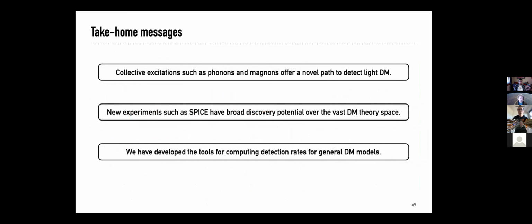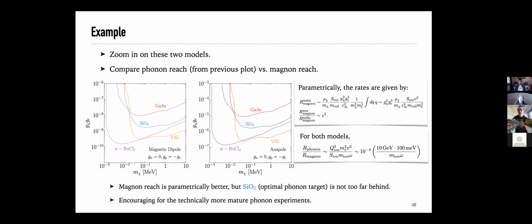In your reach curve, there are some features, they are not completely smooth. What do they correspond to? Is there some good way to understand them?